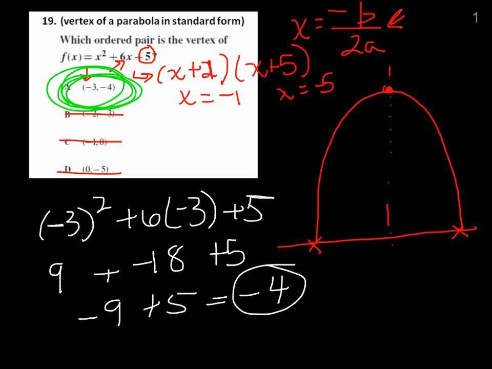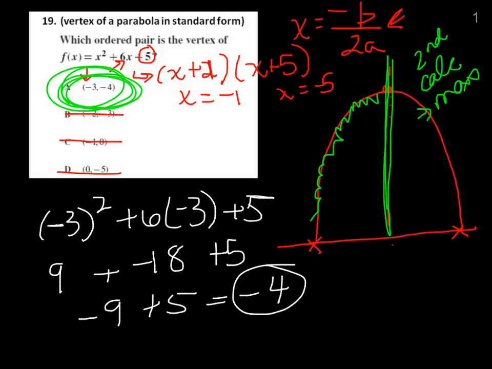Negative 3, negative 4. Remember, the other way that you could do this is by doing your second calc on your calculator, plugging it in, and doing the max. In this case, the left bound would be anything on the left side of the function. If I think about this as a line down the center, anything on the left side of the function would be the left bound, and anything on the right would be the right bound. Alright, and you'll get the same answer.